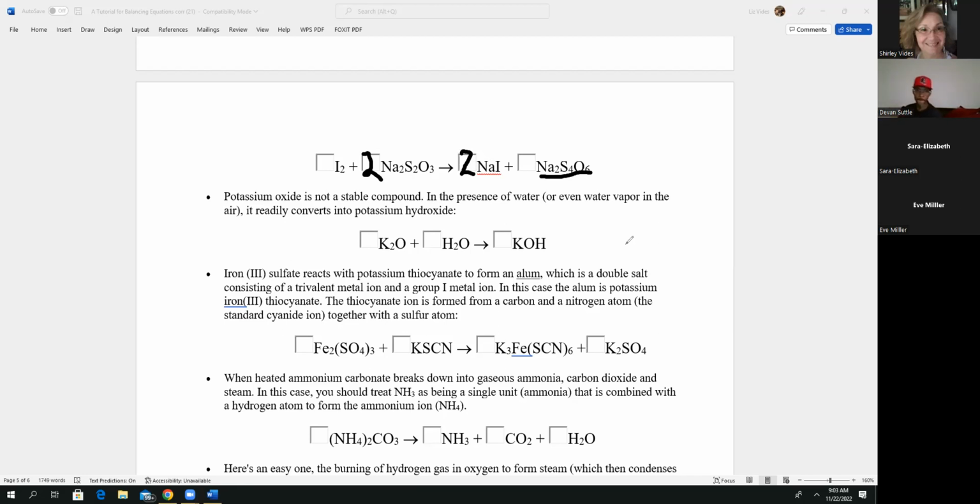What about this next one? How do we balance it? Put a 2 in front of the KOH. That's because the other one is K2, right? Did that balance us? It did. That's it. Because you notice there's two potassiums, 2 oxygens, and 2 hydrogens. Yep, it's balanced.